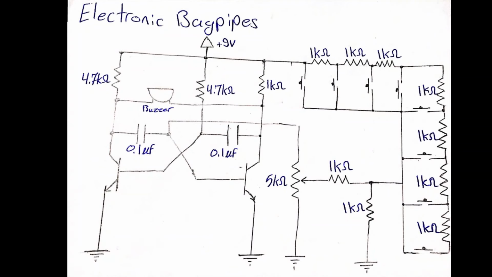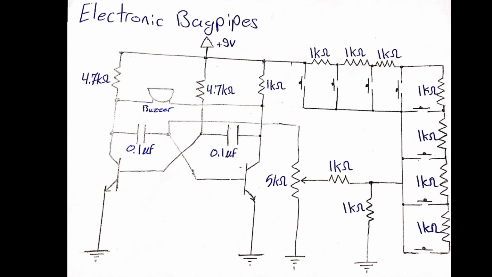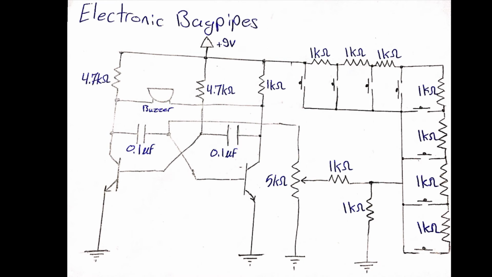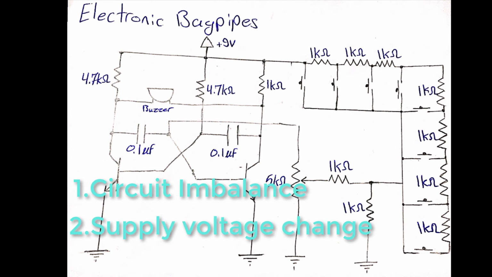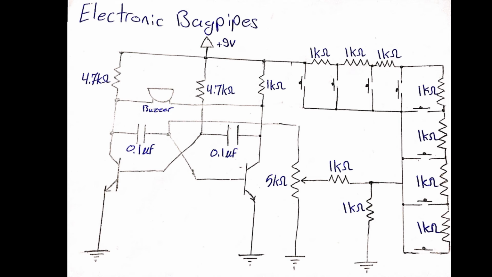Finally, we have reached the monster level. Alright, that was scary, but hold on, we have already covered everything related to this circuit, so no need to get scared, because the only extra thing we have here is a voltage divider and a potentiometer. The main idea behind this construction is to cause an imbalance to the circuit and to change the capacitor charging voltage to modify the output frequency when pressing on one of these buttons.